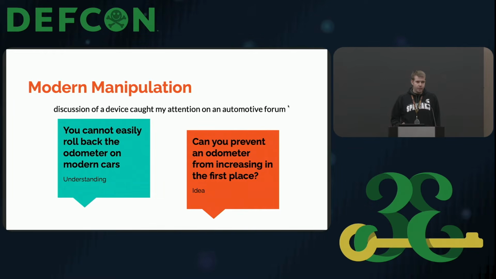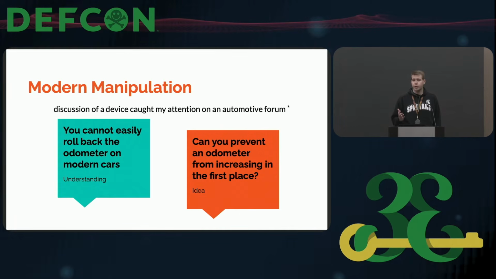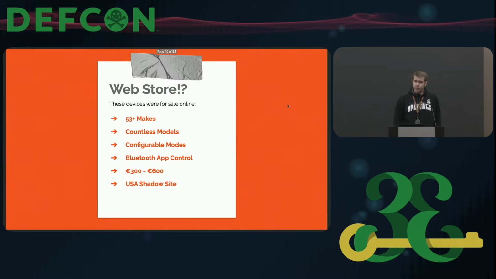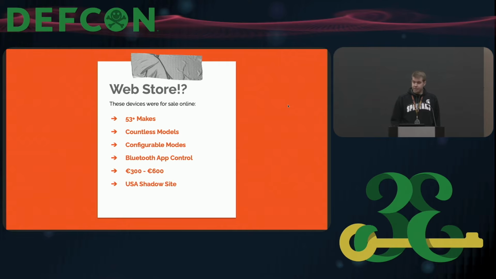So my understanding was that you cannot easily roll back an odometer on modern cars. Until I came across an interesting discussion on an automotive forum where a couple users were talking about a device that doesn't say it can roll back an odometer, but it can manipulate the odometer in a different way. Instead of rolling it back, it would prevent the odometer value from ever increasing in the first place. And this was a new idea to me. So I started digging into it, and I found that there's a web store online where they're advertising these devices. And like I mentioned, they're covering 53 different makes and countless models of vehicles.